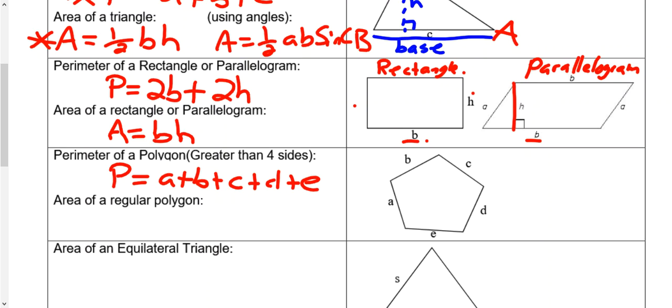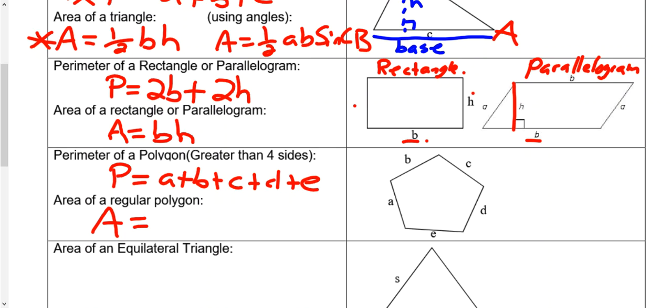So we have 5 sides, so we're adding up all 5 sides to find the perimeter. To find the area of a regular polygon, what's important to know is this is for any polygon, anything that has greater than 4 sides. It could be 5-sided, 6-sided, 7-sided, whatever the case, it's the same formula for the area.